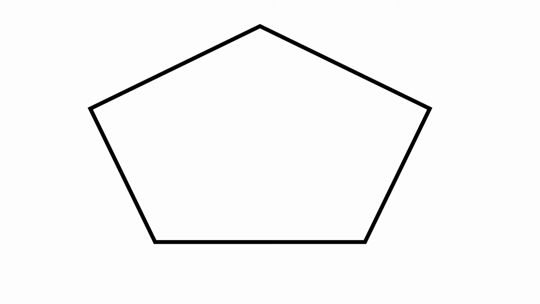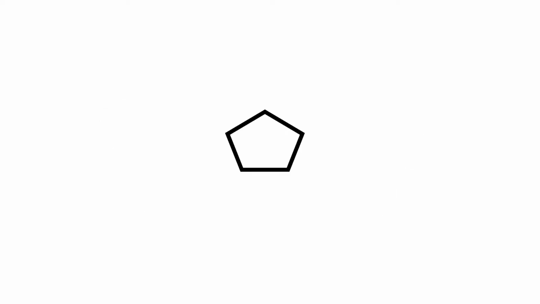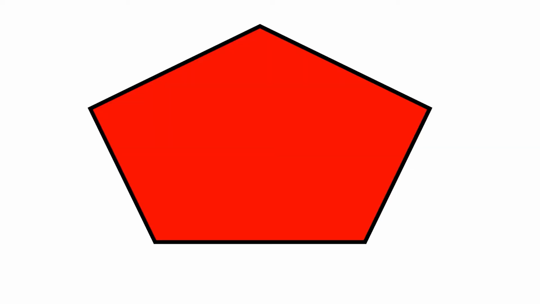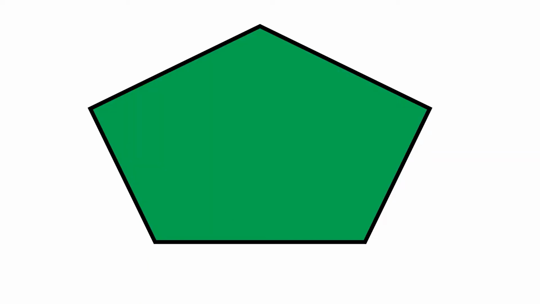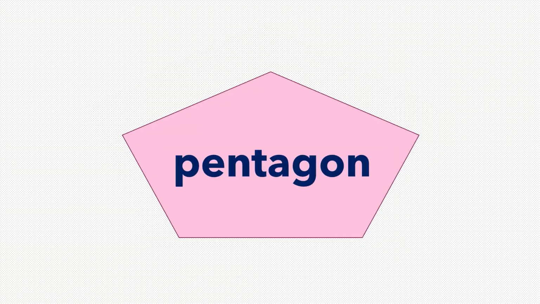A pentagon has 5 sides. 1, 2, 3, 4, 5. Big pentagon, small pentagon. Red pentagon, orange pentagon. Yellow pentagon, green pentagon. Blue pentagon, purple pentagon. The pentagon.